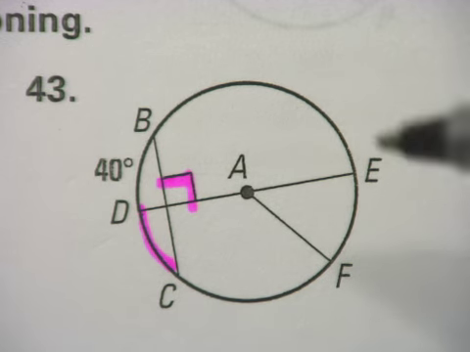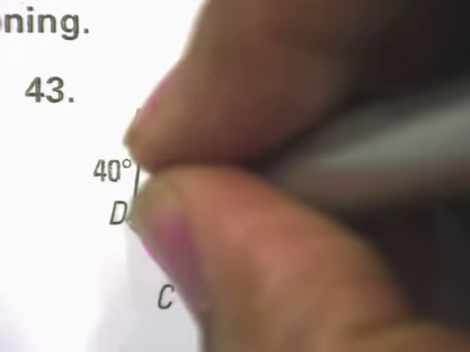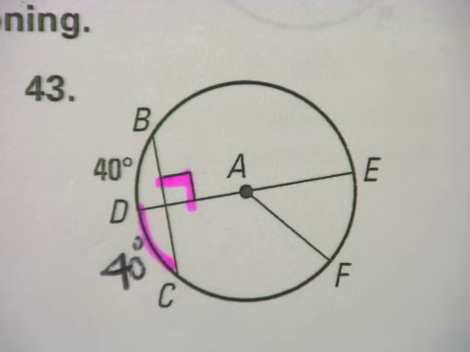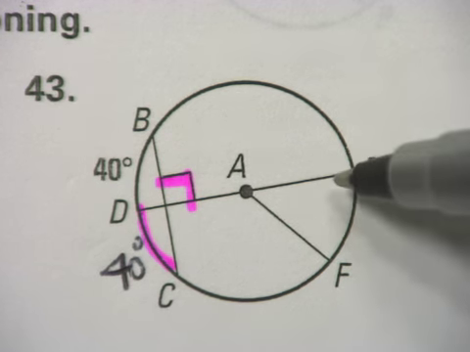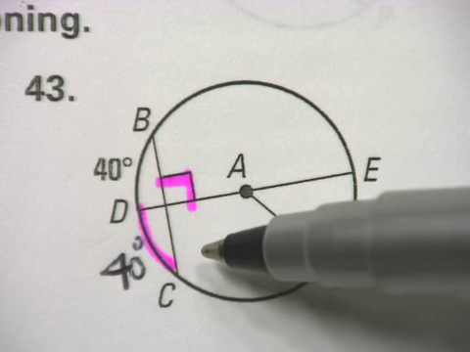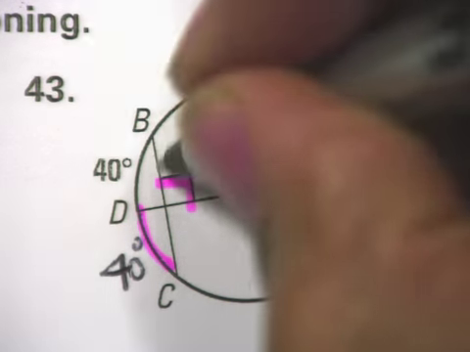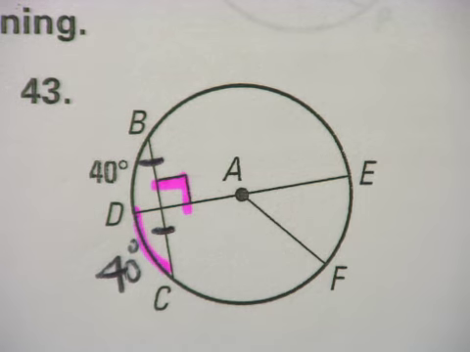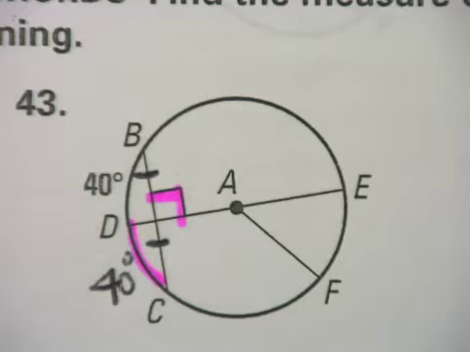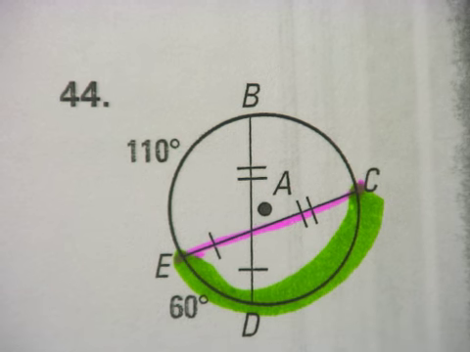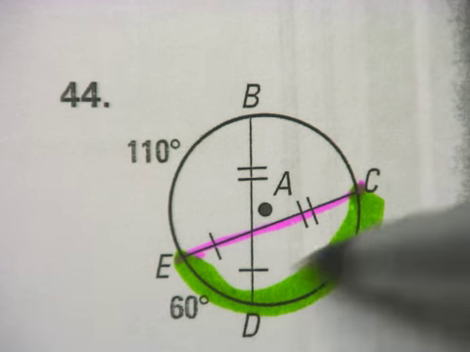Question 43. They want to know what is the measure of this arc here. Here I have a diameter, and it's perpendicular to this chord. By seeing that, I know that arc DC is also going to be 40 degrees. Your complete sentence should state that when a diameter is perpendicular to a chord, that diameter not only is bisecting the chord, it is also bisecting the arc. So that is what your full sentence explanation should say.